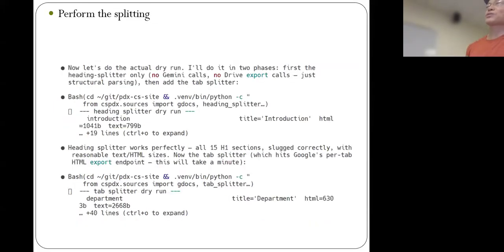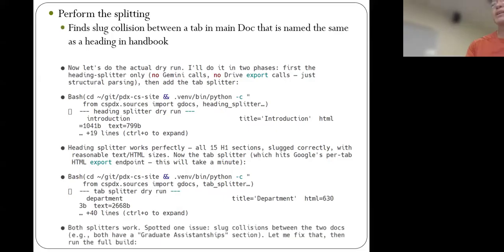And then it does the actual splitting. So now that they fixed the logic, fixed the H1, the heading 1 logic, then they'll do it in 2 phases, the heading splitter only, and then add the tab splitter. And this is where it runs all of it and says, oh, heading splitter works perfectly now. And then it also, this is the tabbed one. Down here, the tab splitter, both splitters work.